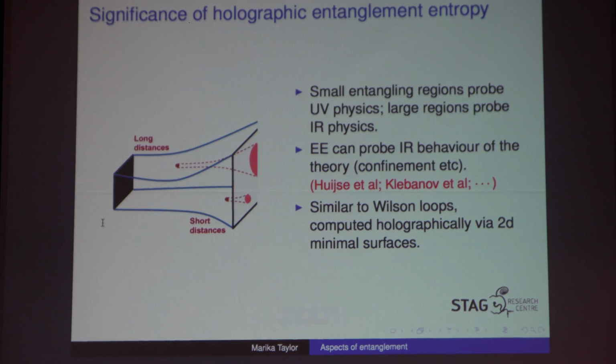And as we said, small entangling regions probe the ultraviolet physics. By taking your region to be larger, your surface will go deeper into the bulk, and so it's probing infrared physics. So entanglement entropy is useful for probing the infrared behavior of the theory, whether it's confining and so on. And that's something which, about 10 years ago, people really started to think about.